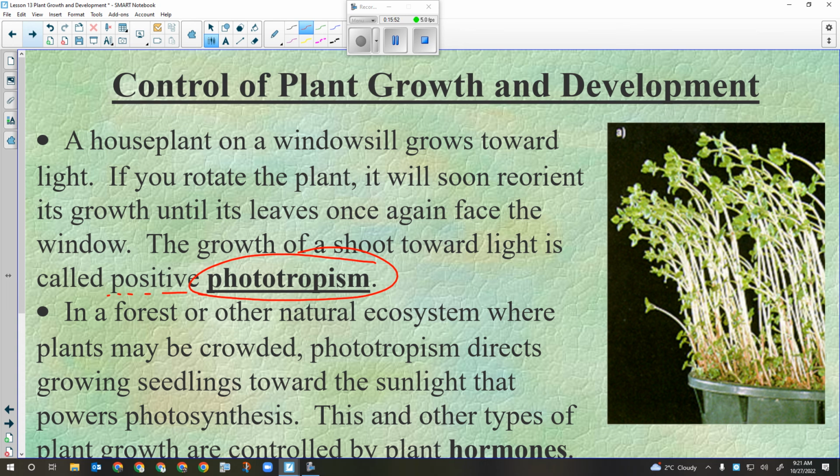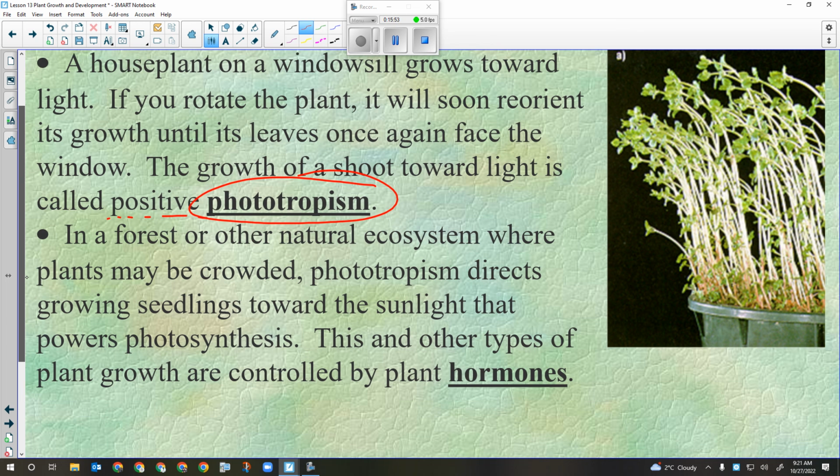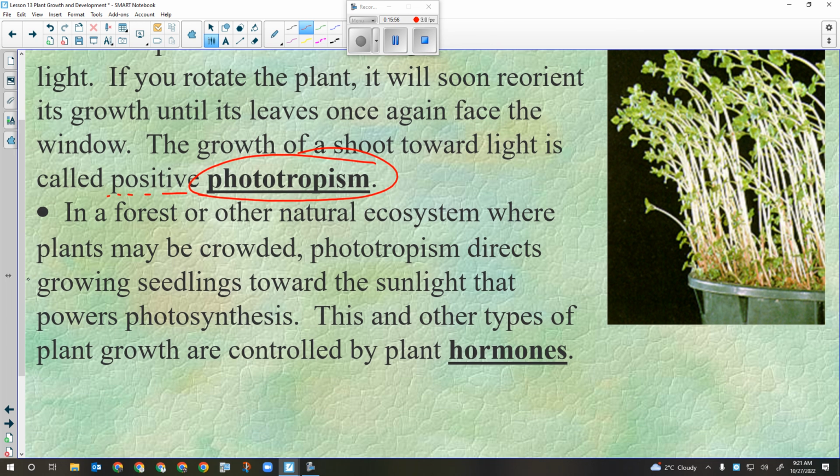In a forest or other natural ecosystem, plants can be crowded. So there's competition for light and water and things like that. So plants will naturally grow towards the light in order to compete with each other and because they need light. But if you're a small plant in that situation and you're shaded, how do you know where the light is? All these other big plants have shaded you out because they're taller than you. You still need to grow to the light. How do you know where it is?